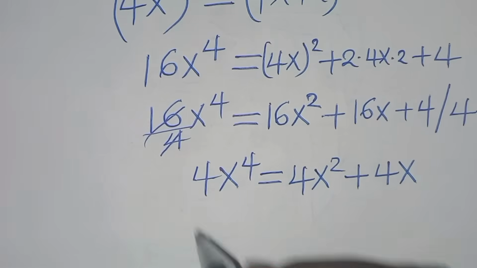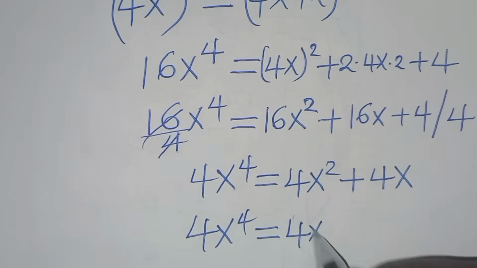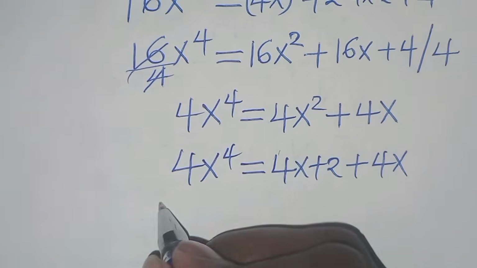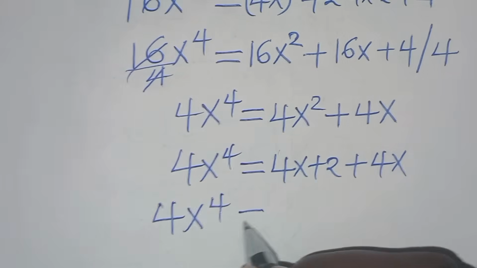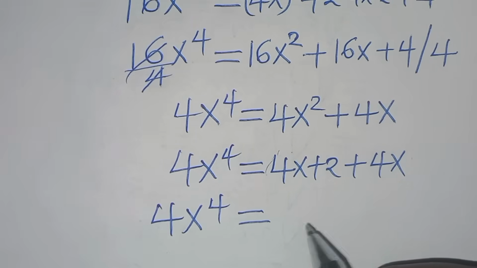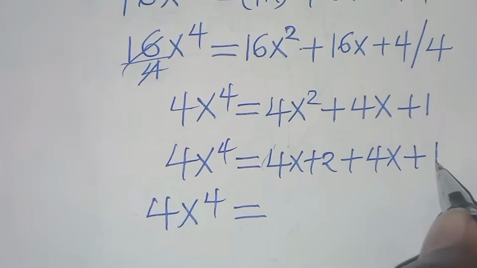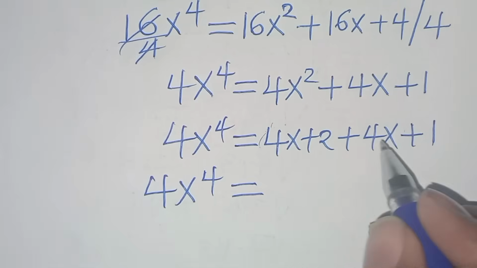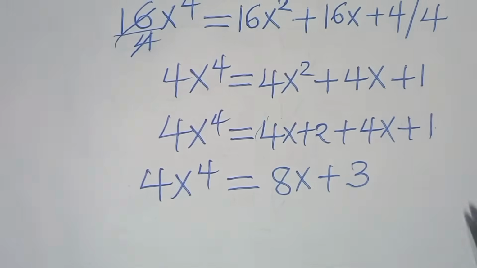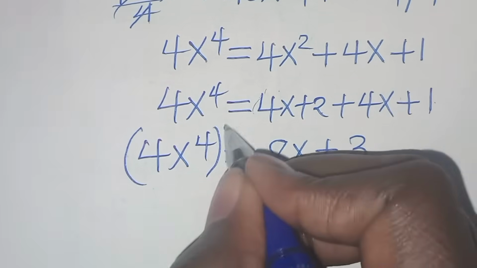Let's substitute this. So we have 4x⁴ equal to 4x + 2, then plus 4x. So therefore here we have 4x⁴ equal to 4x plus 4x. Remember here we also have 1. This is 4 divided by 4, which is 1. So we have plus 1 here. So now we have 4x plus 4x, this is equal to 8x, then plus 2 plus 1, this is equal to 3. The next step from here, let's square again on both sides.